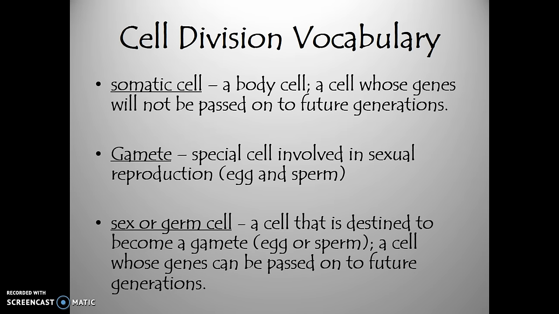Now, then we also have a sex cell, also known as a germ cell. So sex cell, germ cell, the same thing. These are cells that are destined to become a gamete. So they're not a gamete yet. They're not an egg yet. But when they specialize and mature, they will become either an egg if you're a girl or a sperm if you're a boy. Okay? And so again, these genes, the DNA that is in a sex cell or germ cell will be passed on because it will become a gamete, and then it can be passed on if it's used to make a baby.